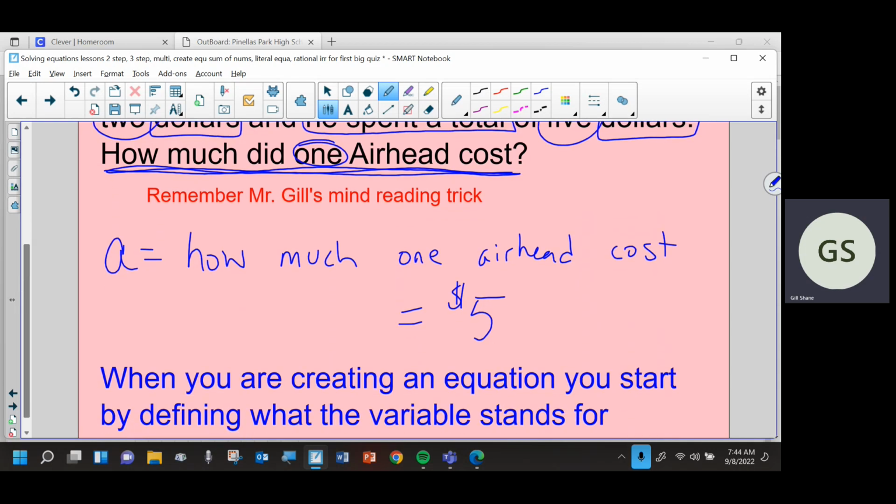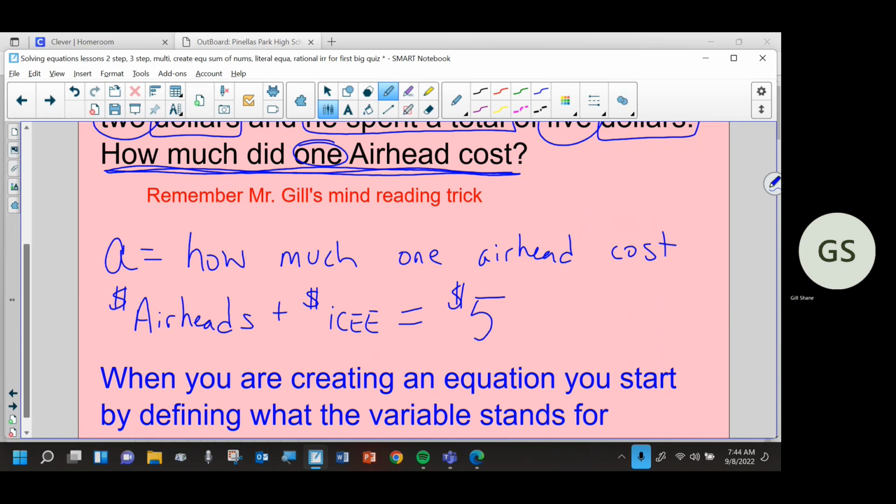If I just say, well, I know I bought airheads, right? And I spent, I'm going to put a dollar sign there because I spent money on the airheads. I'm not even talking about how many airheads yet. We'll get to that next. And then I spent money on the icy. I actually think I spelled icy wrong. That's an equation.